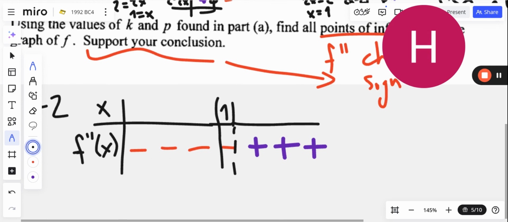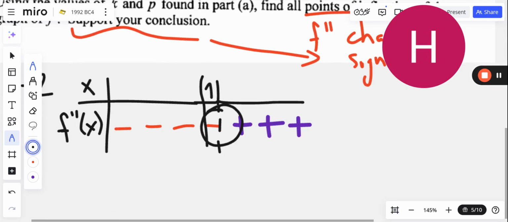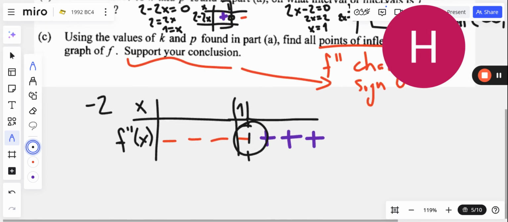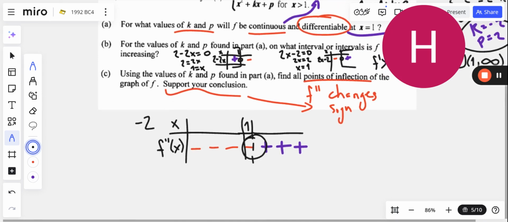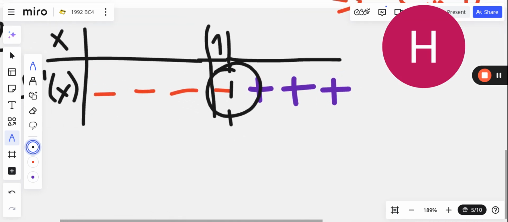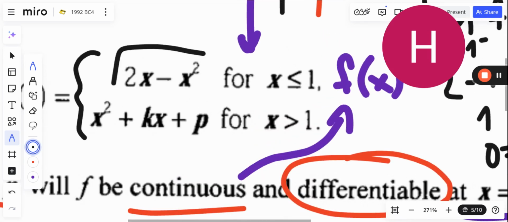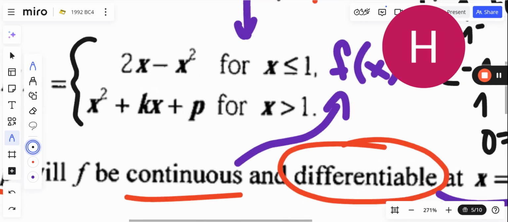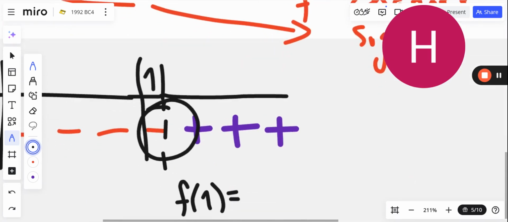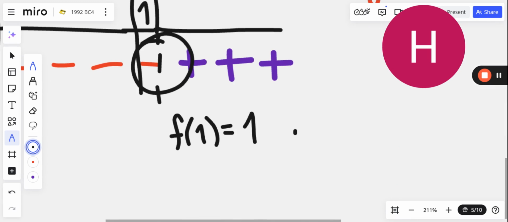So since f double prime changes sign here at x equals 1, that means that there's a point of inflection there. And it wants me to find the point of inflection. It doesn't say the x coordinate specifically. It says the point of inflection. So here we go. We're going to plug in 1. And based on the piecewise definition, we're just going to use the left piece, this piece, because it says whenever x is less than or equal to 1, use this piece. And if we plug that in, we just get 2 minus 1, which is 1. And that is your point of inflection.